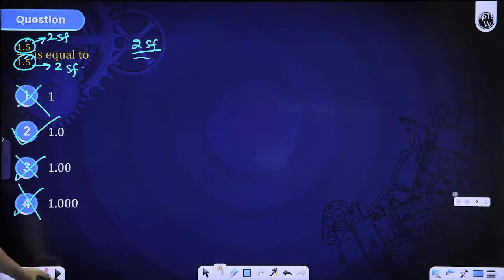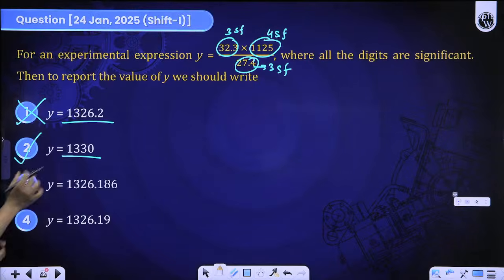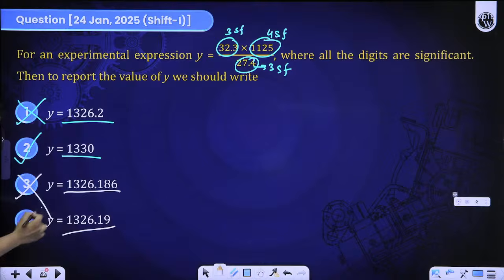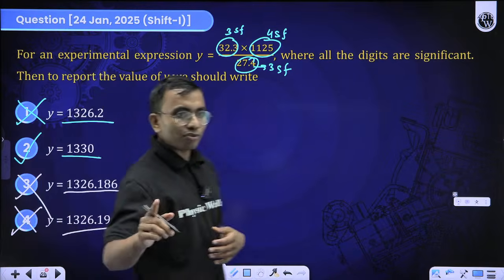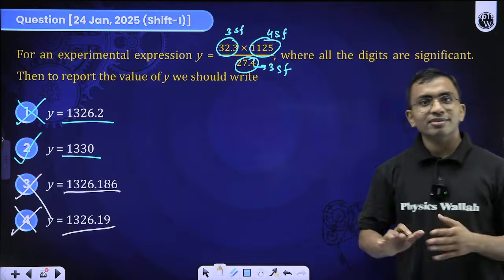Okay, coming back here. Here, how many significant figures? 3 significant. This is correct. How many? 4 plus 3, 7. Incorrect. How many? 4 plus 2, 6. Incorrect. So you just have to match the number of significant figures. That's all.